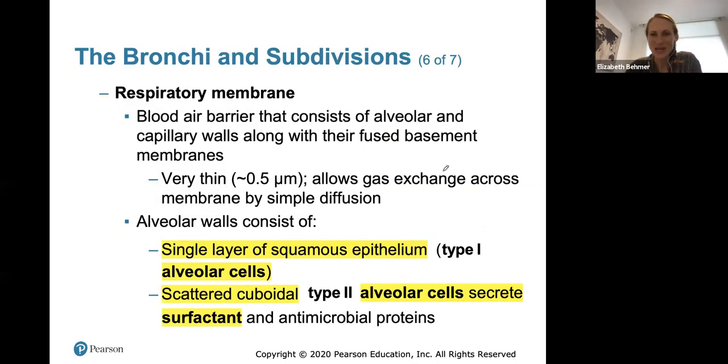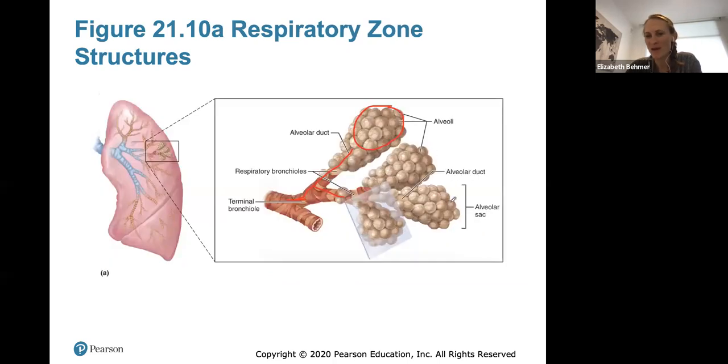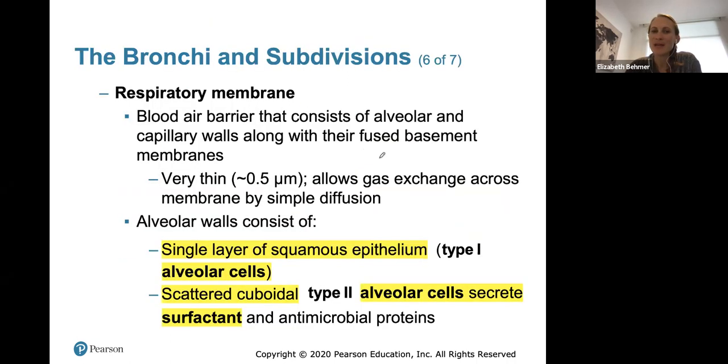So the respiratory membrane itself is the blood-air barrier that consists of alveolar and capillary walls. As we look at this picture, we have a membrane between the wall of the alveoli and the capillaries that are completely touching it. And this membrane is very thin. It allows gas exchange across the membrane by simple diffusion because it's incredibly thin, 0.5 micrometers. That's extremely thin. The alveolar wall consists of a single layer of squamous epithelium. This is type 1 alveolar cells, and scattered cuboidal type 2 alveolar cells.